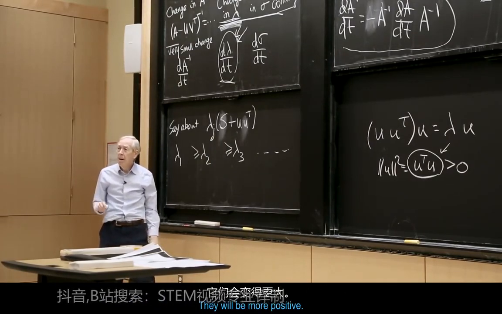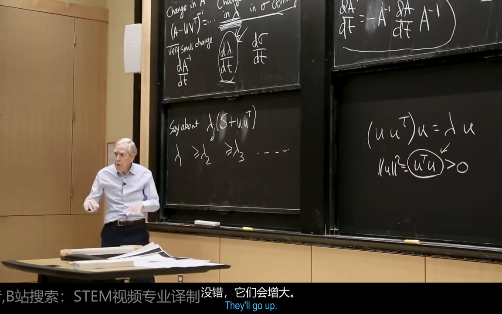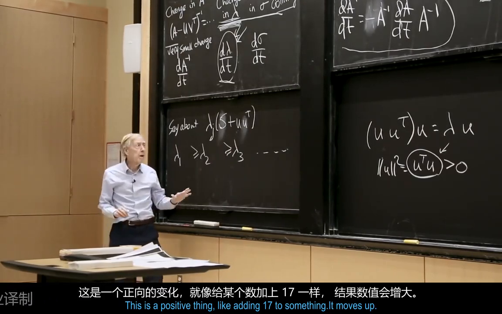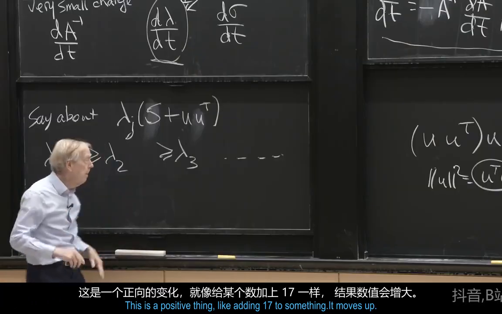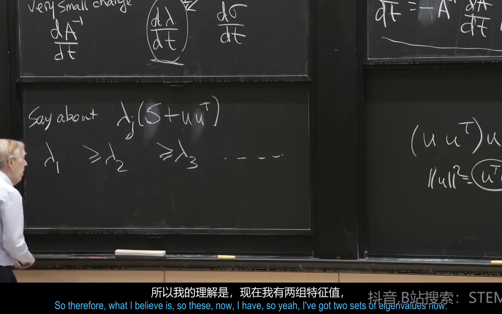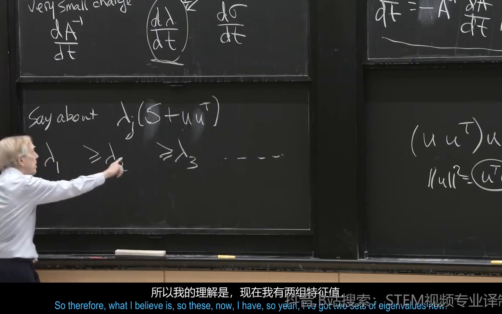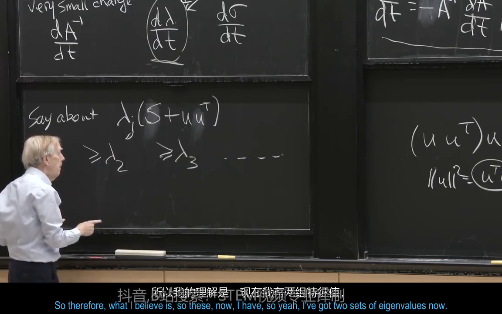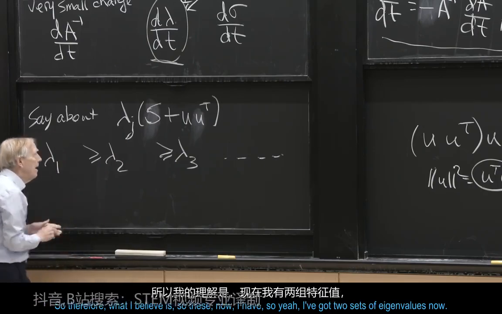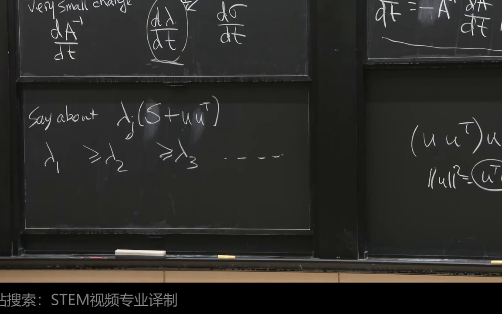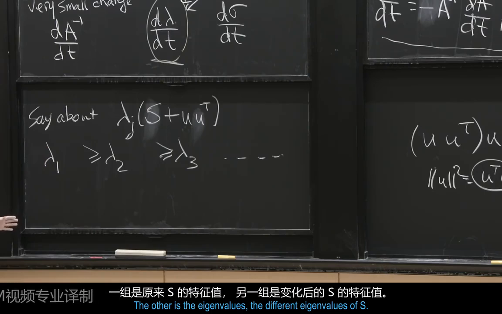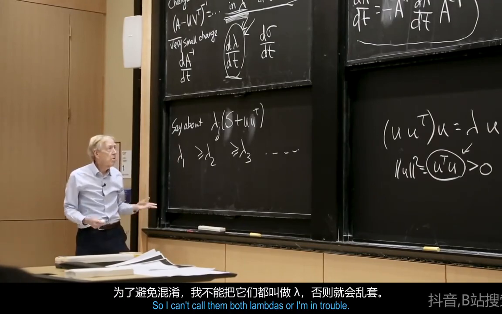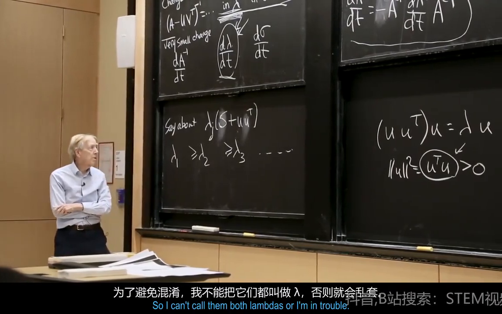They'll be more positive. They'll go up. This is a positive thing. It's like adding 17 to something, right? It moves up. So therefore, what I believe is, now, I've got two sets of eigenvalues now. One is the eigenvalues of S. The other is the different eigenvalues of S. So I can't call them both lambdas or I'm in trouble.